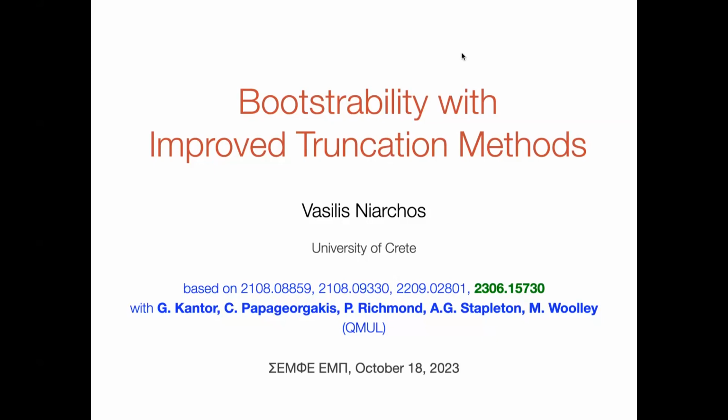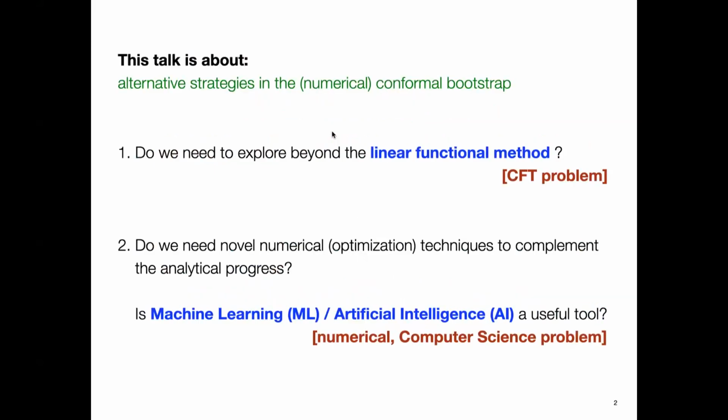So the title is about bootstrability with improved truncation methods. I'll try to go slowly. I will assume that not everybody is an expert on the conformal bootstrap program, so I'll try to go slowly. So this talk is about alternative strategies in the numerical conformal bootstrap program. The established method that is being used in the conformal bootstrap program, whose main idea I will describe during my talk, is the so-called linear functional method.